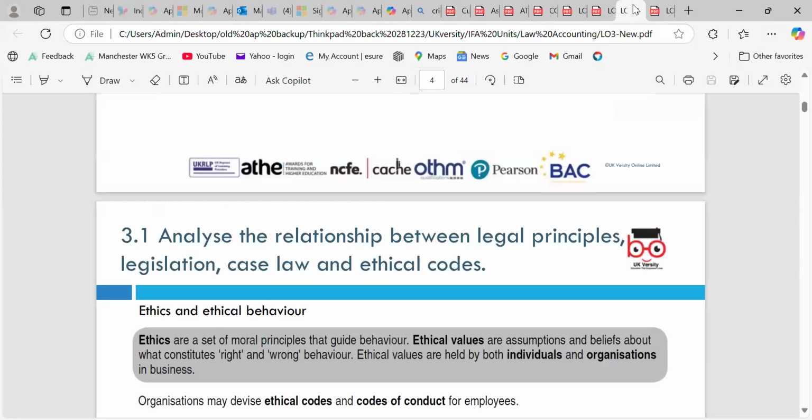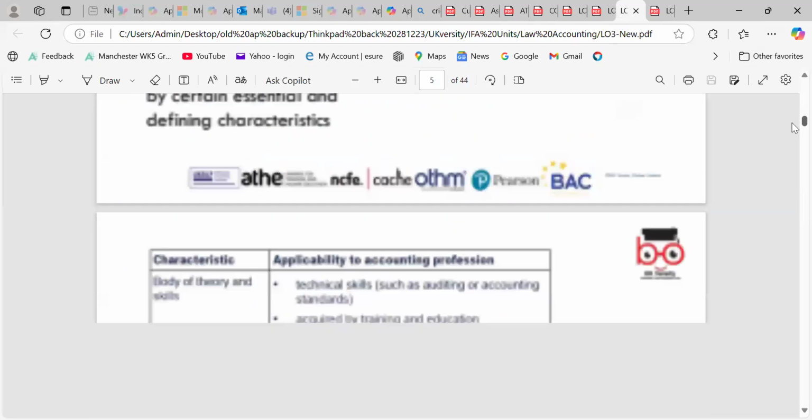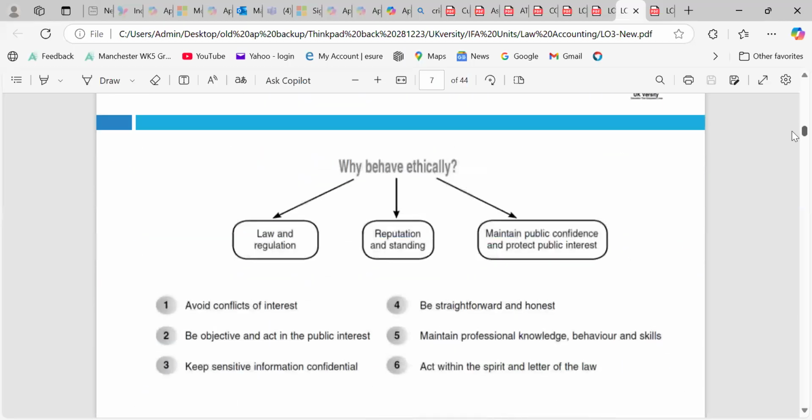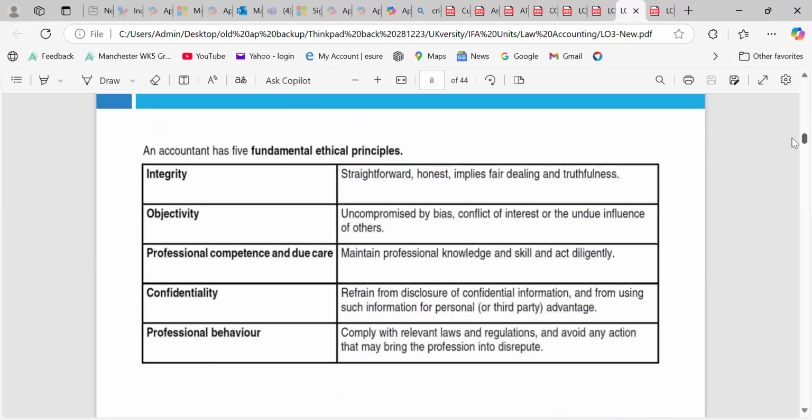If you go to LO3, we have 3.1. We discuss relationship, legal principle, case law, and ethics. We discuss the code of ethics, the 5 professional codes of ethics, why ethics is important, and that it is a moral principle. These are the 5: integrity, objectivity, professional competency, due care, and confidentiality and professional behavior.